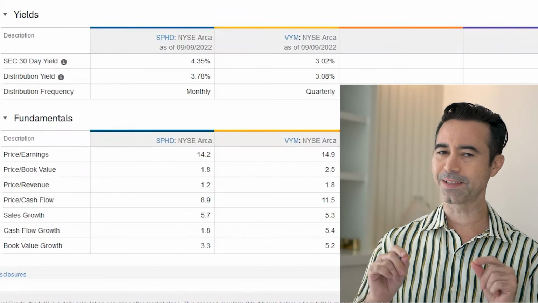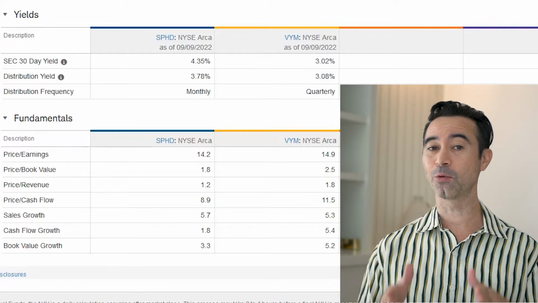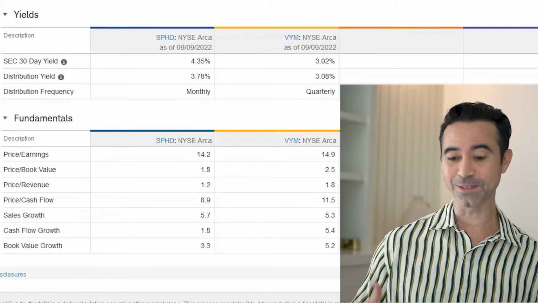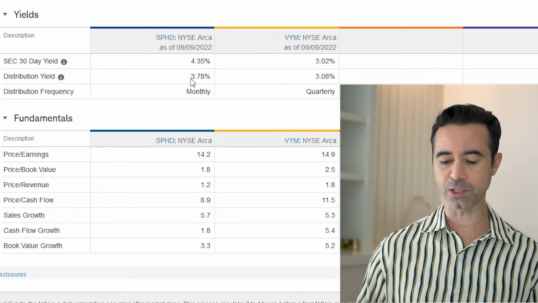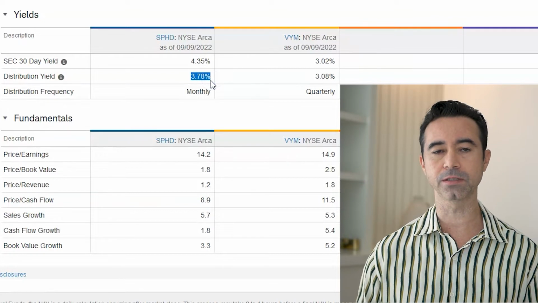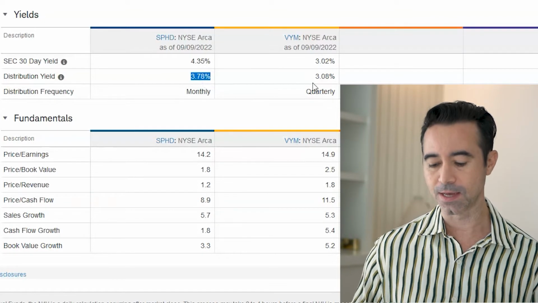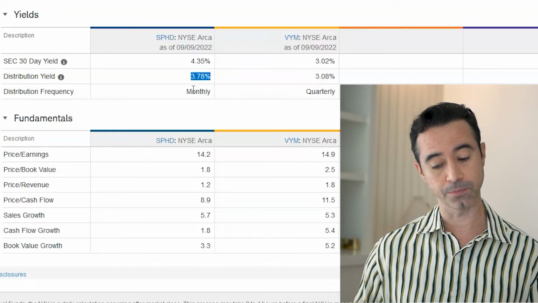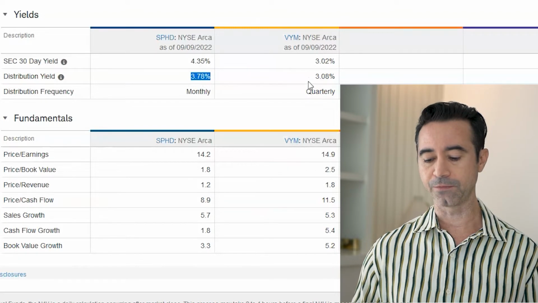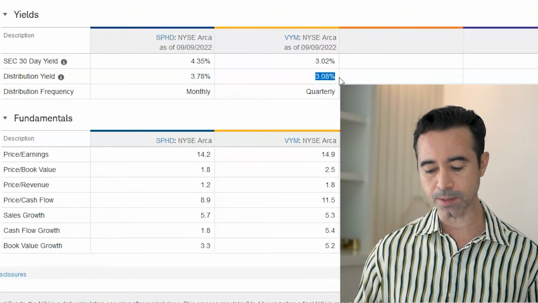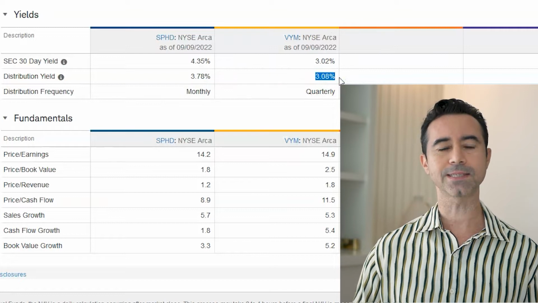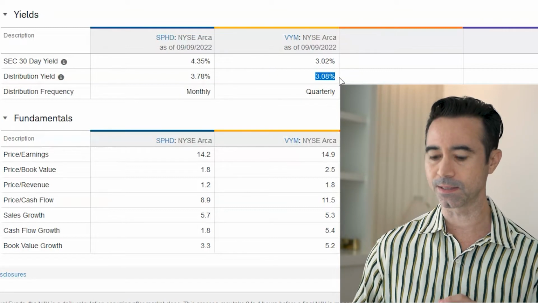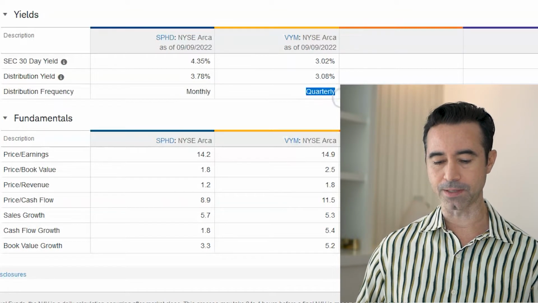Now, for all the dividend investors out there, I know that you want to know what's going on with the dividend, with the yield of this thing. So if you buy SPHD right now, you get a distribution yield of 3.78%, and it pays monthly distributions, interestingly, and VYM has 3.08%, so about 0.7% less in a dividend yield right now, quarterly payment of the dividend, okay? So 2 things off the bat.